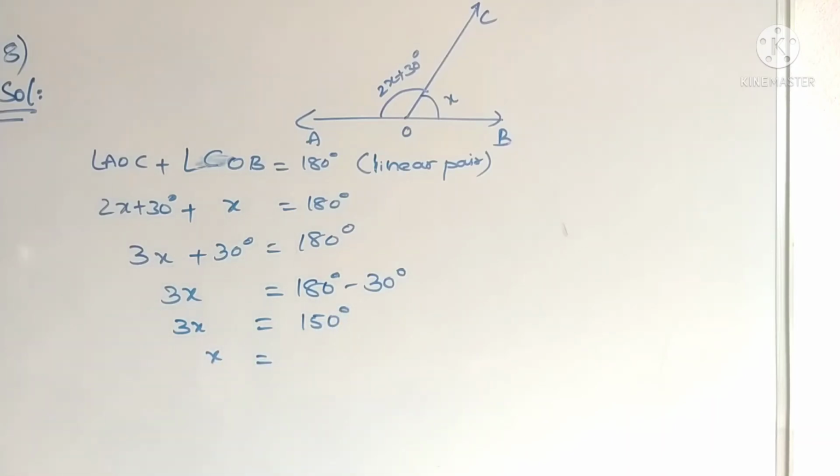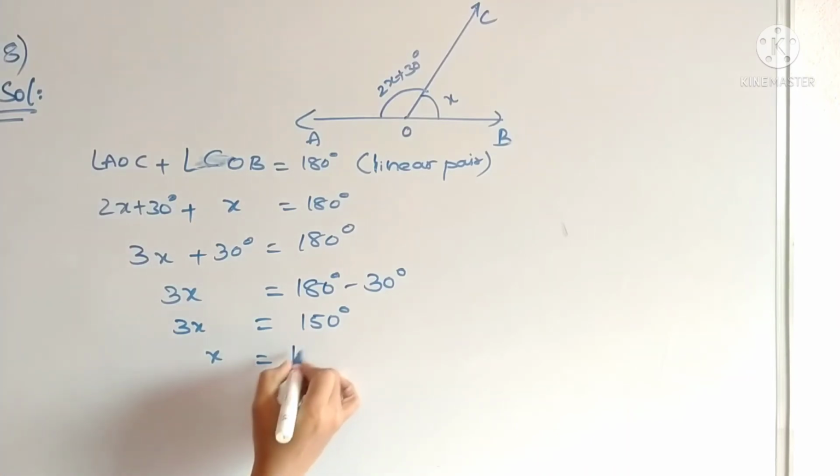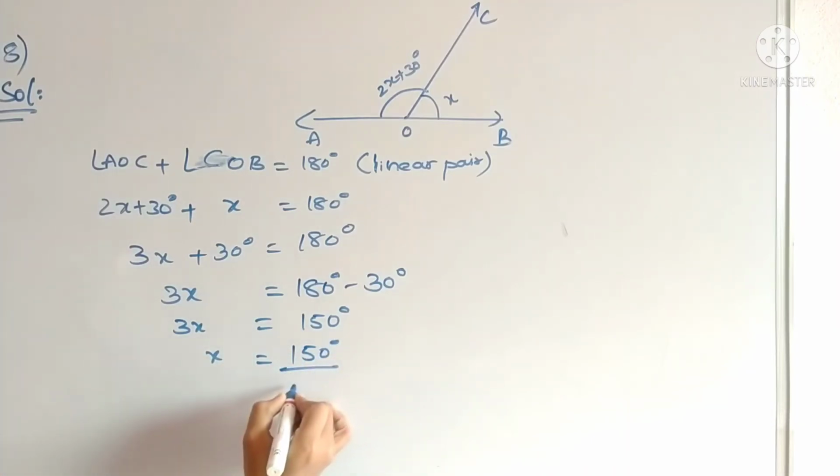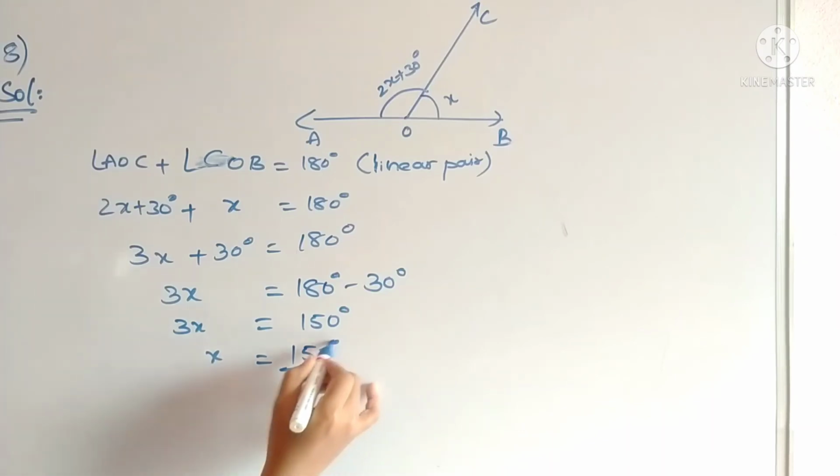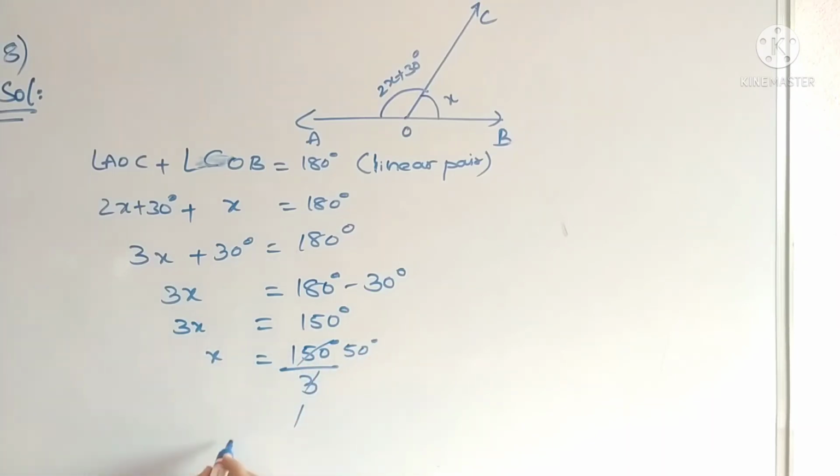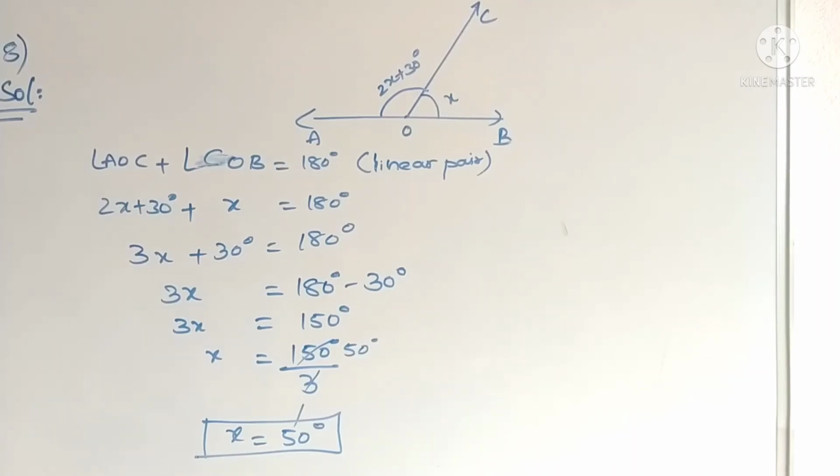So here 3x means 3 into x. That is under multiplication. So when we transpose, it comes under division. So 3 fives are 15. So finally, what is the value of x here? x is equal to 50 degrees. They asked us to find out the x value and we calculated it.